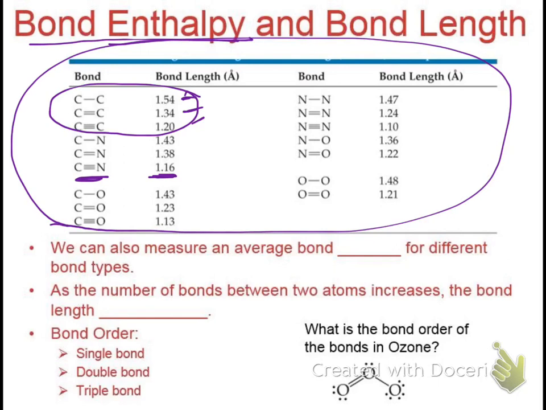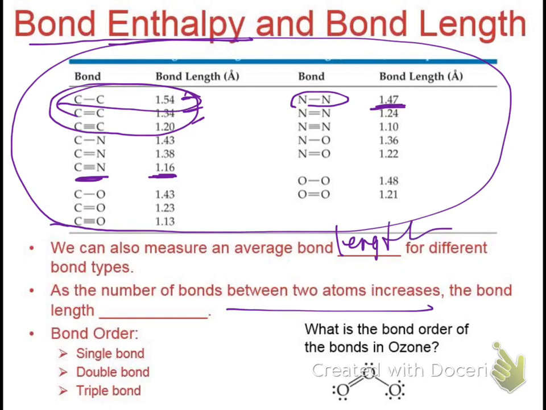And you can see that throughout. The smaller the atom, the smaller the bond. Because nitrogen is a smaller atom than carbon, for the single bond of each I'm going to have a smaller bond length for the nitrogen bond. We can also measure an average bond length for different types. As the number of bonds between the atoms increases, as I go from single to double to triple, the bond length shortens.